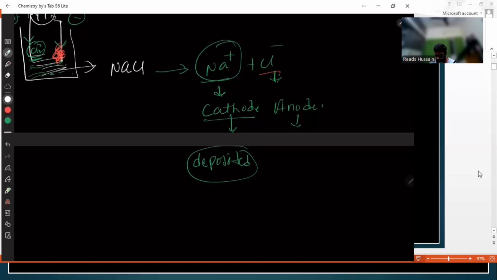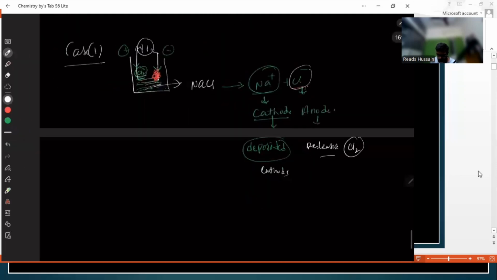Non-metal is anion, so it will be released. Why am I saying released? It is a gas, no? So chlorine is released in the form of chlorine gas at the anode. Just a few minutes back I told you, metals are generally positively charged and will be deposited at the cathode. Non-metals will be at the anode, right?